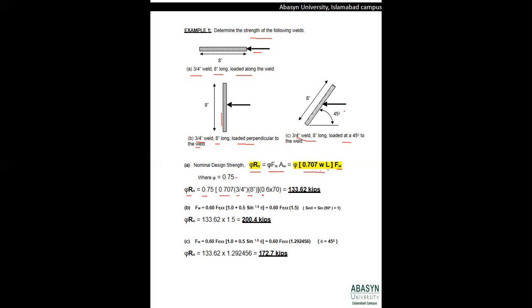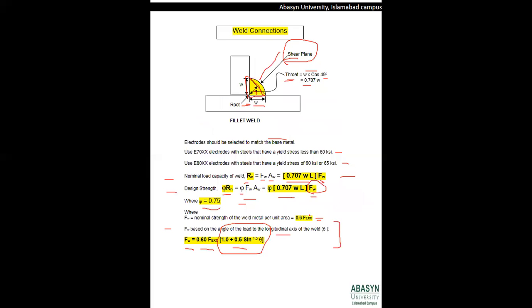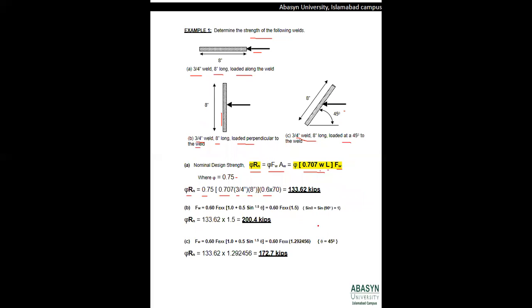And for Fw, I have told you that we have two formulas for this particular problem. For the nominal strength of weld per unit area, its formula is 0.6 times the strength of the electrode. So it becomes 0.6 times FEXX, and the weld strength is 70, because the E70 electrode has been used. So it becomes 0.6 times F70. Once we simplify this equation, we find that its value comes out to be 133.62 kips.